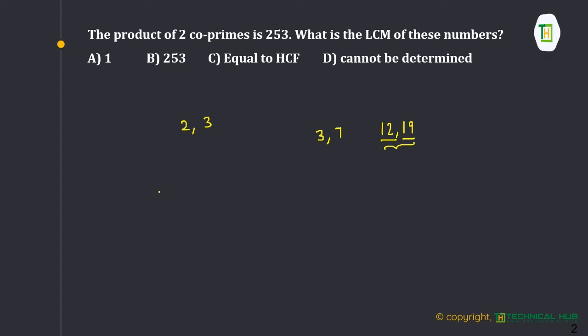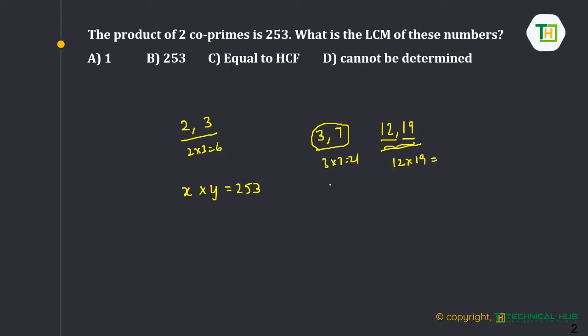What is given? The product of two co-primes, say x and y, is 253. What is the LCM of two co-primes here? The LCM of 3 and 7 is 3 into 7, 21. The LCM of 2 and 3 is 2 into 3, 6. The LCM of 12 and 19 is 12 into 19, which is 228. Like this, the LCM of any two co-primes is nothing but the product of those two numbers.